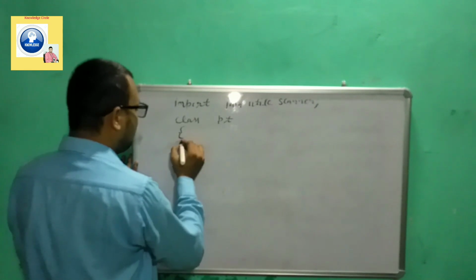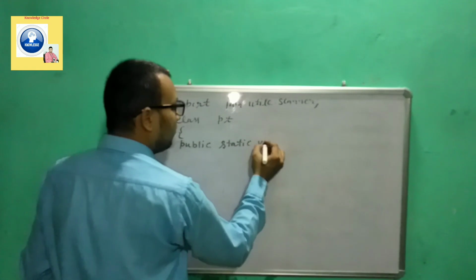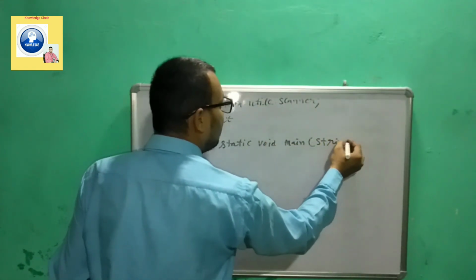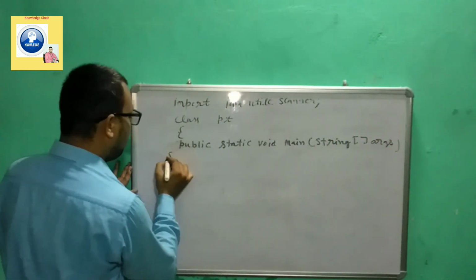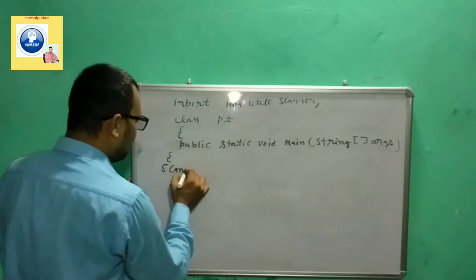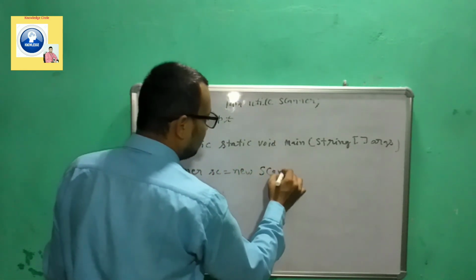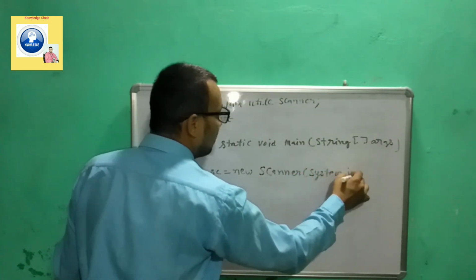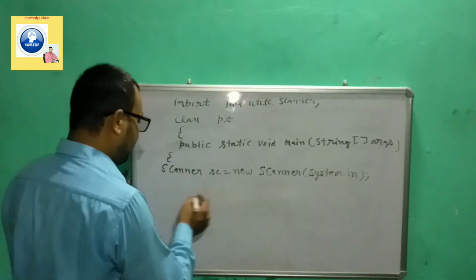Then what do we have to write? public static void main, and then String args. This has to be written in all programs. Let's create the object of the Scanner class: Scanner sc = new Scanner. Why do we need an object of the Scanner class? Because we want to access the functions of the Scanner class such as nextInt, nextDouble, nextLine.